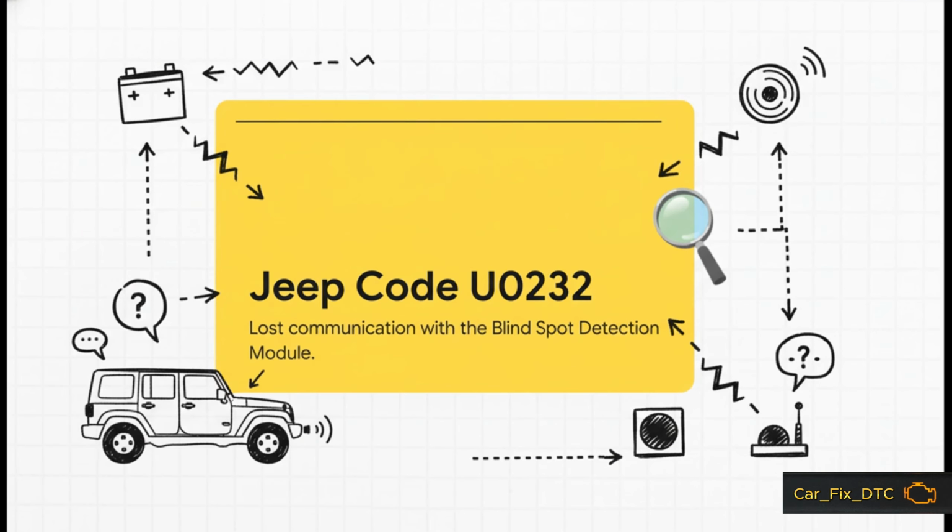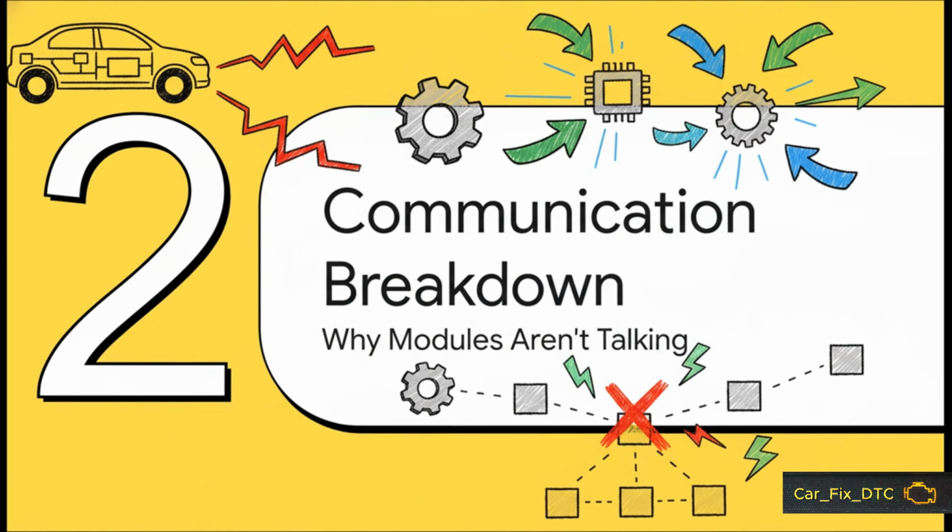This is our translation. The official definition is lost communication with the blind spot detection module. The key phrase here, you guessed it, is lost communication. Essentially, your Jeep's main brain is expecting to get a signal from this one specific part, but it's getting total radio silence. Well, that brings up the next obvious question, right? Why aren't they talking? To figure that out, we need a super quick look at how all the electronics in your Jeep are actually connected and how they chat with each other.